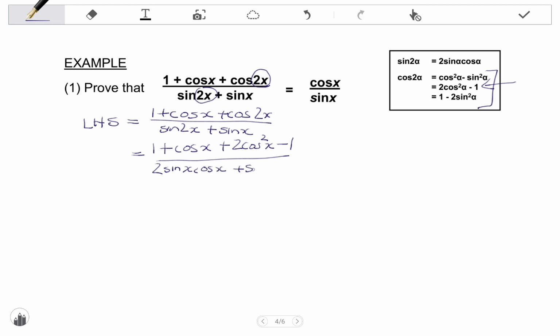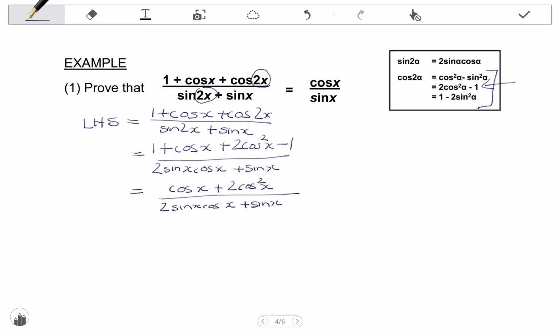Then I still have the plus sine x. Right, now all my angles are just x. So I simplify the numerator. 1 minus 1 is 0, so I'm left with cos x plus 2 cos x all squared, and that is over 2 sine x cos x plus sine x. Right, now I have a fraction.